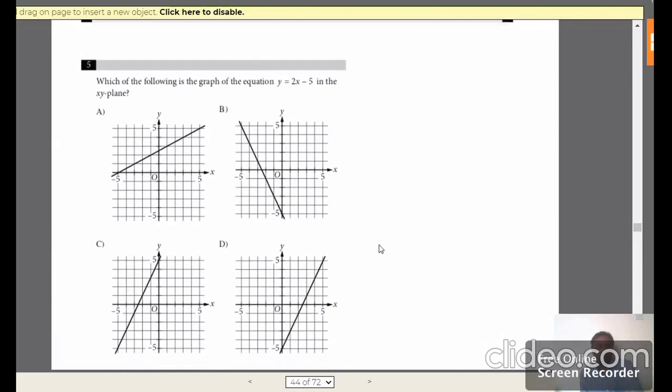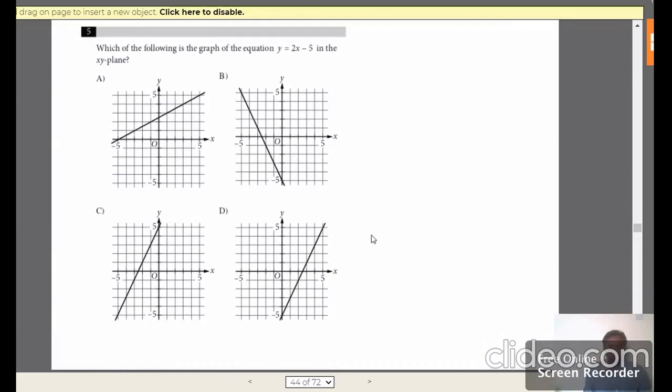Question number 5, we'll quickly move in. Which of the following is the graph of the equation y equals 2x minus 5 in the xy-plane? Remember, whenever a linear function is given as y equals mx plus c, m will be your slope, the coefficient of x, and c indicates the y-intercept, where the line touches the y-axis. If c is negative, the line touches the y-axis on the negative side.